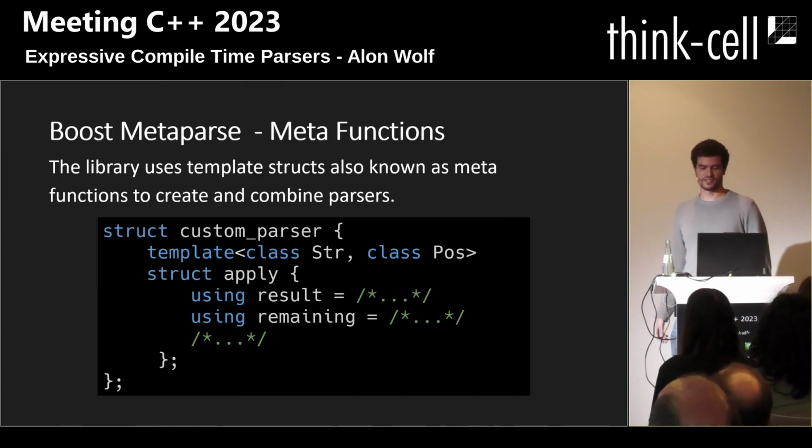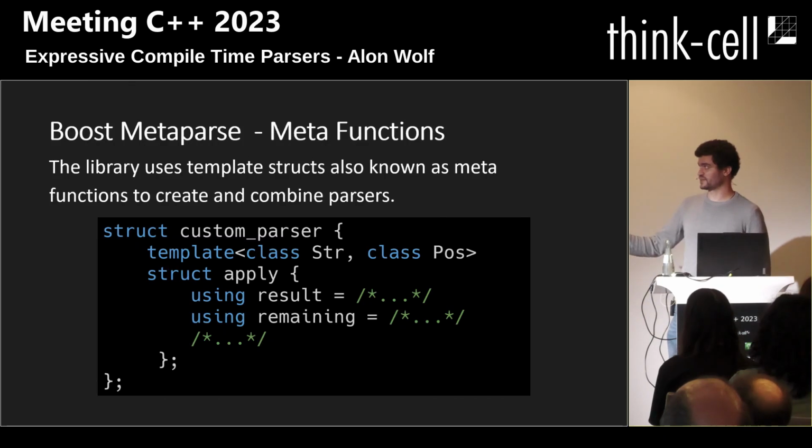For compile time computations, the library uses template structs, which are also known as metafunctions. A typical parser in Boost Metaparse is a struct that has an inner apply metafunction, which takes the input string and the current parsing position and returns the parsing result with some additional information.